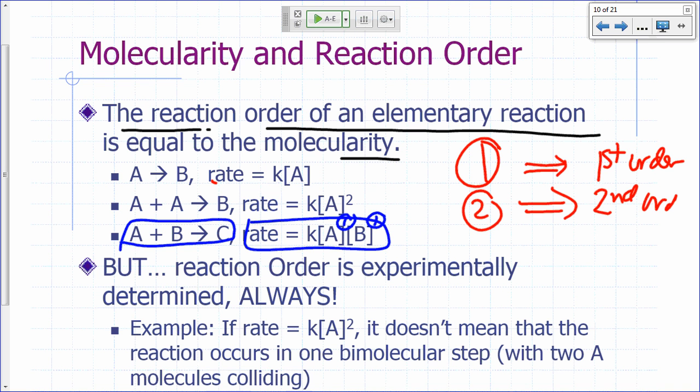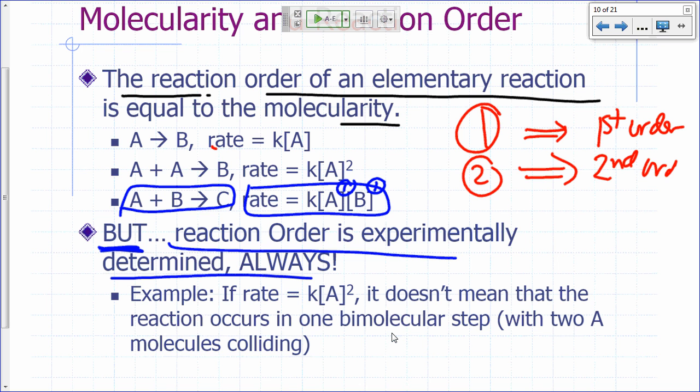Okay? Now, but, there's a big but here. Your reaction order is experimentally determined always. Okay? You can predict what it would be if you propose a mechanism. But the only way to know for sure what the rate law is, is you actually do it in the lab. And we talked about that in the last lesson, right? So it doesn't mean that if you find something that is second order in the lab that the mechanism is an elementary step and it's bimolecular. The reverse conclusion doesn't work, okay?